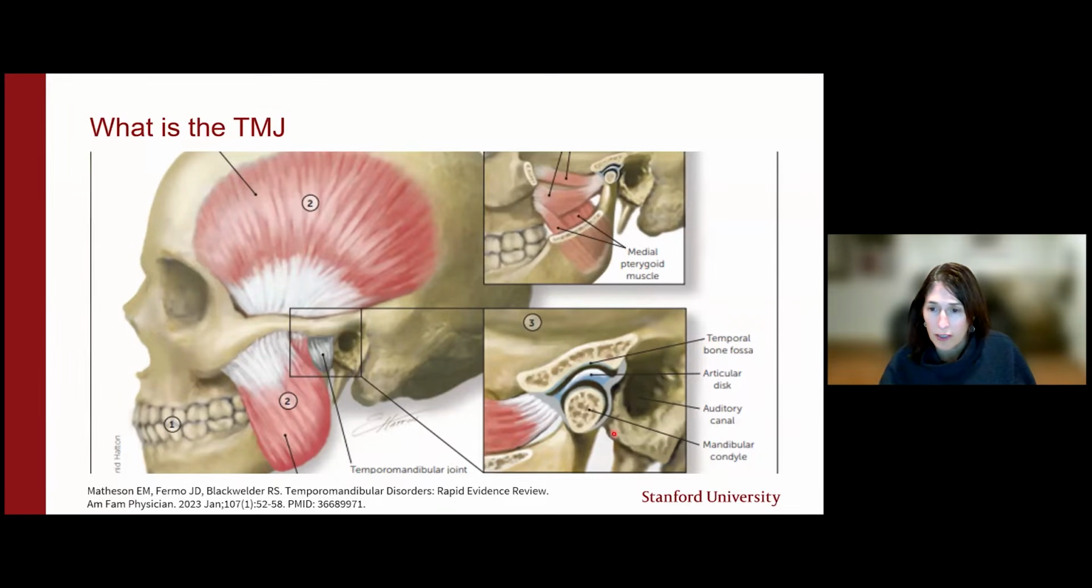And then we zoom in on the joint here, and the joint is two bones and a disc, just like many of the joints in our body. And this articular disc is sort of a cartilaginous structure that cushions the space between the bones so that they're not continually crunching on each other, and helps us as our jaw opens and closes and moves forward and backward and side to side. This disc helps cushion those bones as they move.